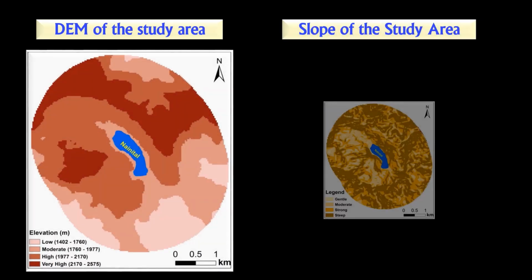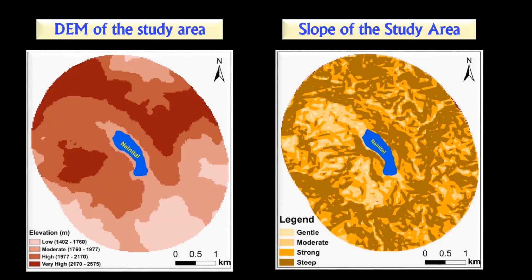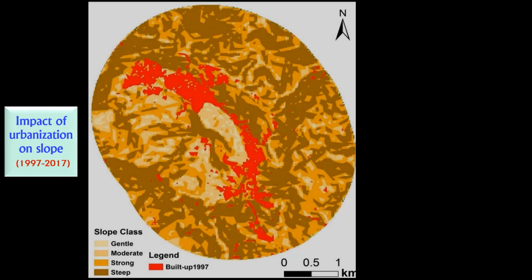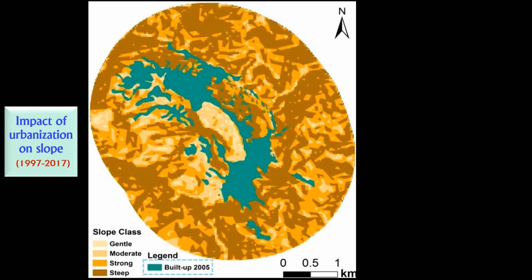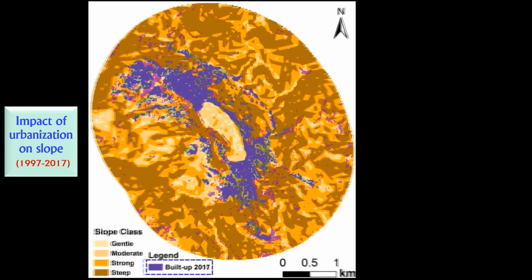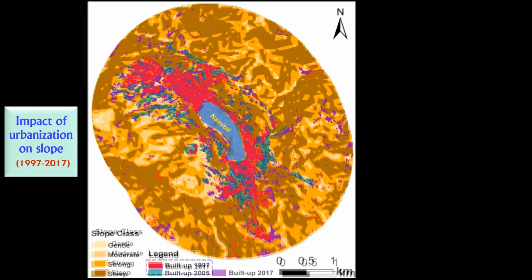The slope analysis has a significant role in measuring the stability of the land, and it is derived using a digital elevation model. To quantify the urban sprawl on natural slopes, the built-up areas of 3 different tiers were superimposed on the slope map. The overlay analysis helps in assessing the periodical disparity in urban growth.